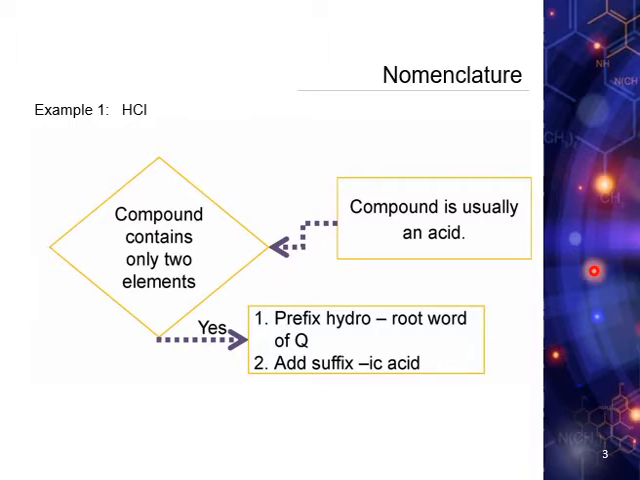Does it contain just two elements? If you look, you have just two capital letters, you have just two elements. The answer is yes. So to name it, you use the prefix hydro, the root word of the second part of the compound, chlor, and ic acid. So the name of this compound is hydrochloric acid.